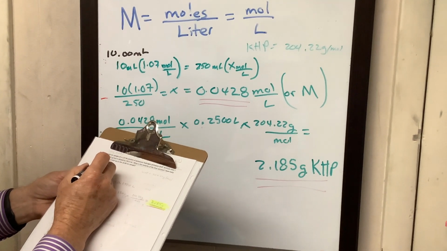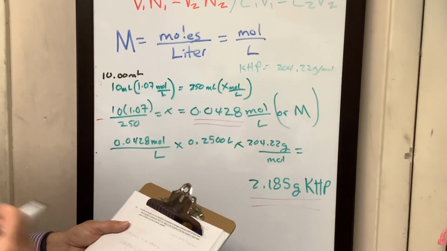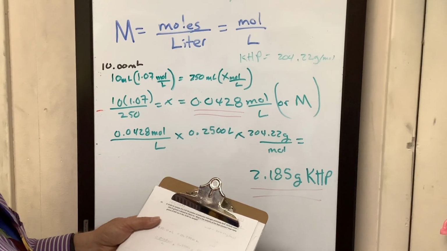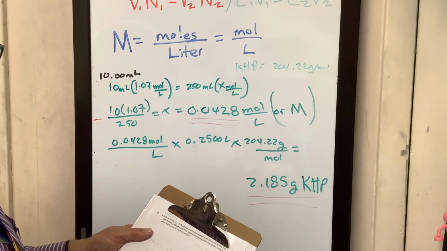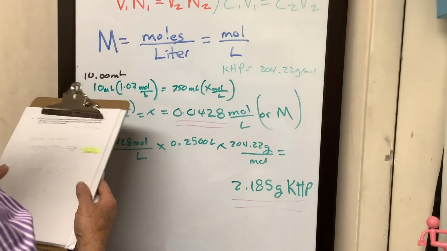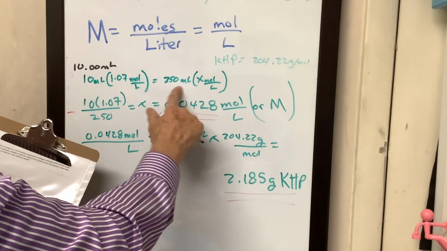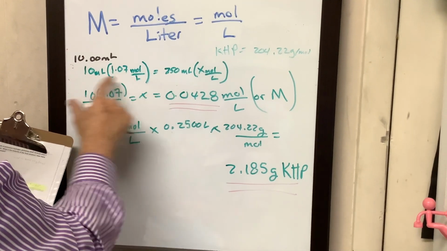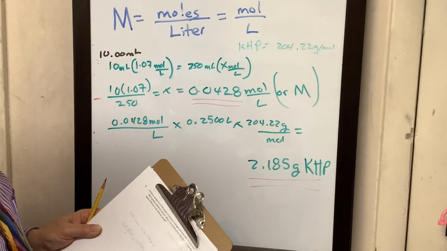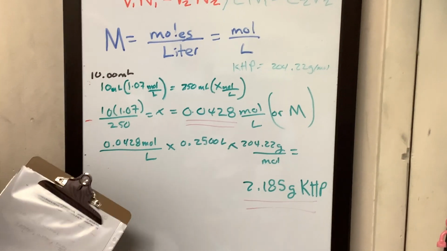You may have heard of phthalate esters. Those are things that you don't want in your water bottle because they have perhaps estrogenic or perhaps carcinogenic properties. But anyway, this potassium hydrogen phthalate is diluted to 250 milliliters. Now, if your two volumes are the same units, the units will cancel. You don't have to convert that to liters, even though our concentration is in moles per liter. I'll show you why.